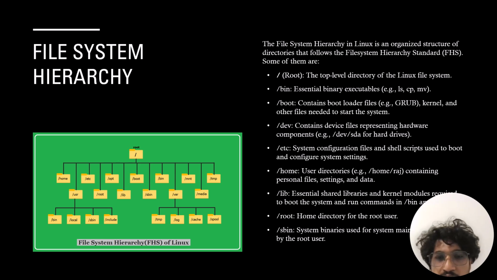/bin: essential binary executables, e.g. ls, cp, mv, those are the commands that we usually use. /boot: contains bootloader files, e.g. grub, kernel, and other files needed to start the system. /dev: contains device files representing hardware components, e.g. /dev/sda for the hard drives. /home: user directories, e.g. /home/ras, containing personal files, settings, and data. /root: home directory for the root user.